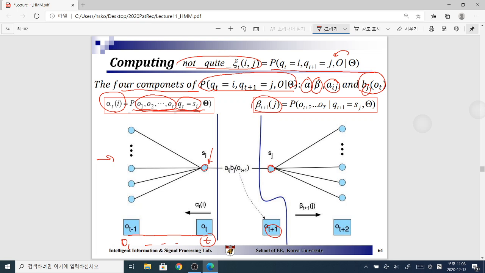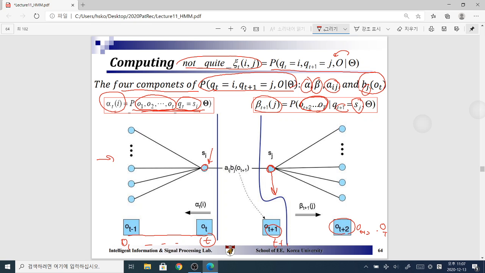So beta sub t plus 1 of j means that being at a state, say S of j, being at state j at time t plus 1, it would be the probability of the tail end observation sequence, that is from t plus 2, t plus 3, all the way to o sub T. So this is what that means.